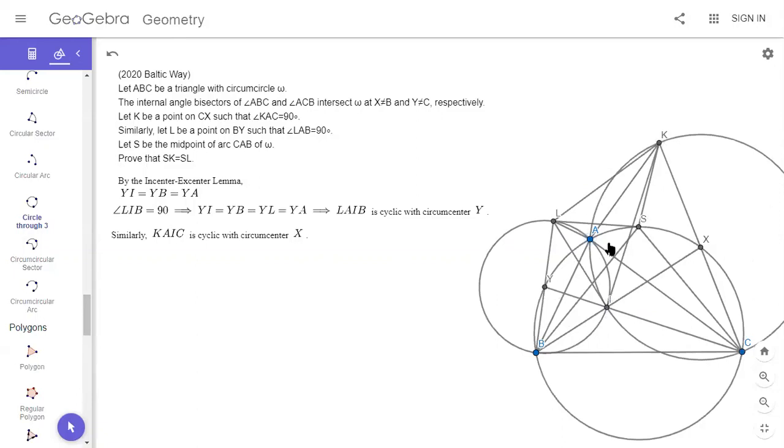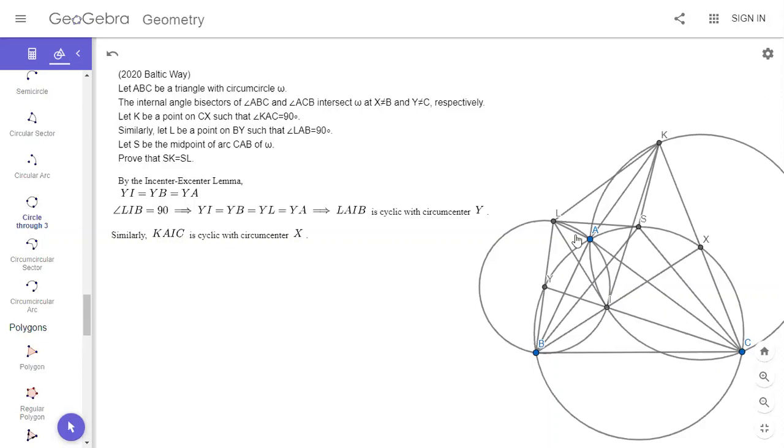Now I want to show that YS is parallel to BX. And once I do that, that's the same as showing that basically S lies on the perpendicular bisector of IL. And then I would use the same argument to show that S lies on the perpendicular bisector of IK. And so that would mean S is the circumcenter of it, which would solve the problem.